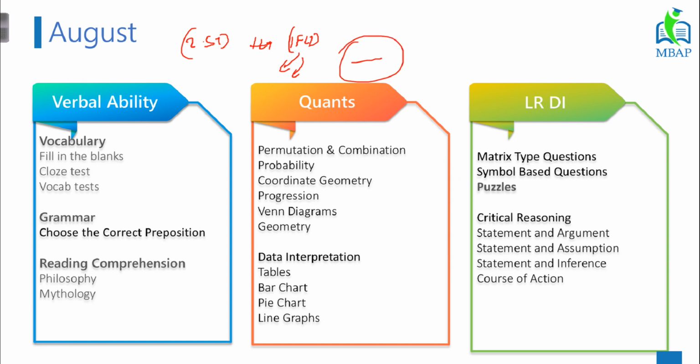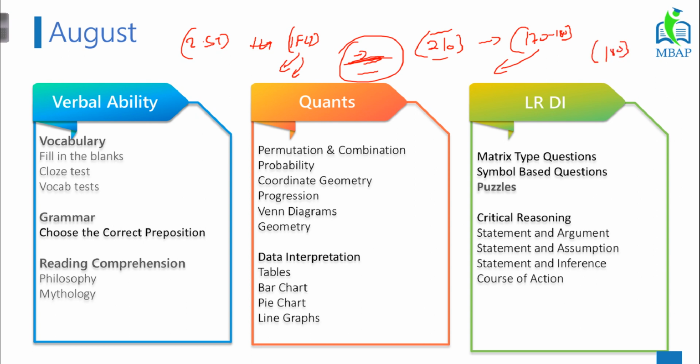in the entire NMAT preparation journey. Out of the total marks, how much do you have to get? The overall score that we have to get will be around 210. By the end of August, even if you are on the scale of around 170 or 180, I'm very happy. I'm sure you will be able to crack this exam really well. Let's keep an agenda of 180.